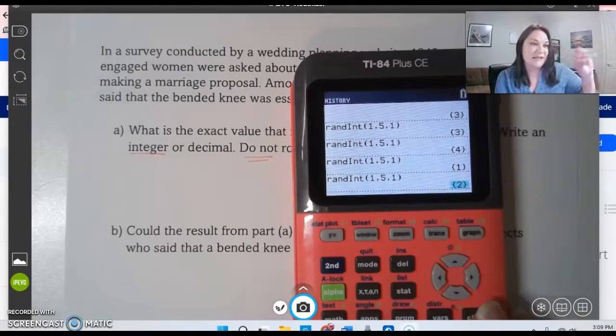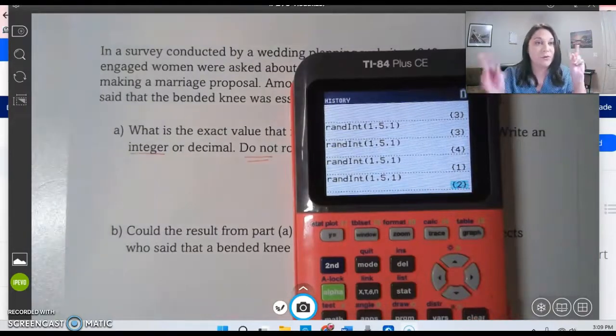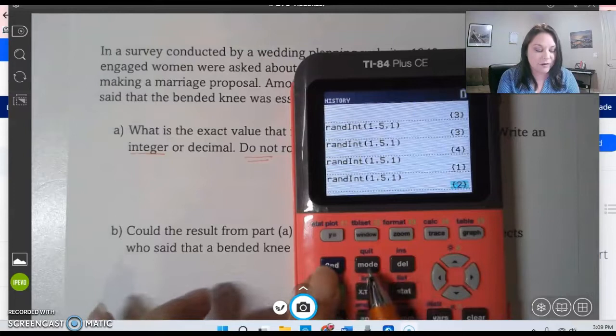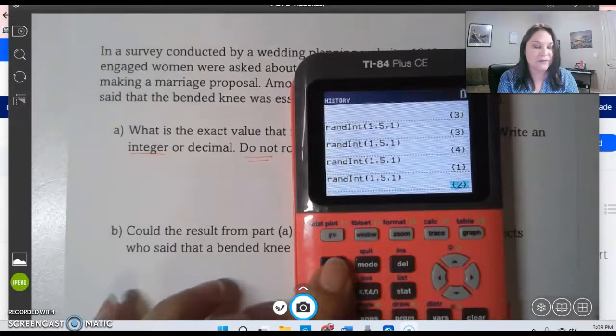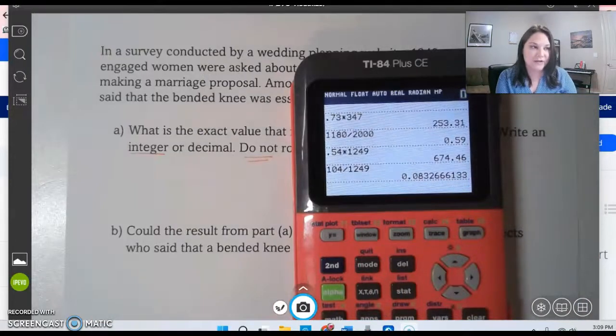That's if I'm in a particular menu and I'm trying to go back to the home screen, the main screen. But very often the combination of pressing the second button and the quit will get you back to being able to make your own calculations.